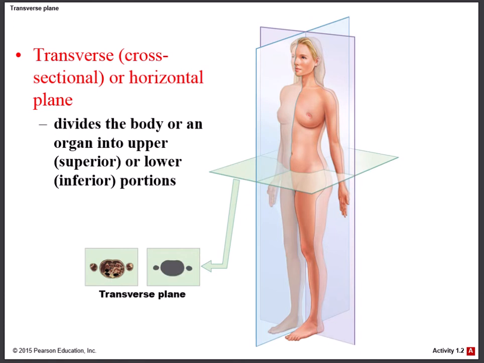So the transverse or horizontal plane divides the body, again, or an organ, into upper and lower portions, right? Upper and lower portions. So those are our planes and the sections. As you go through your studies and you look at different pictures and models, try to figure out what plane was used to give us that image.